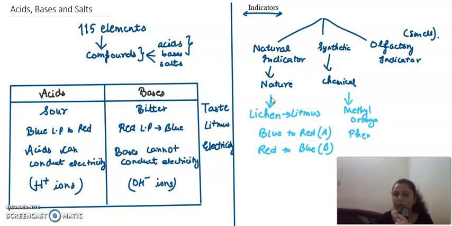When we talk about phenolphthalein and methyl orange, the neutral color for methyl orange is orange only. That means if we talk about its natural color, it is orange. When we put it in acid, it gets converted into red. So orange gets converted into red color. When we put it in base, orange to yellow, orange to yellow in bases.